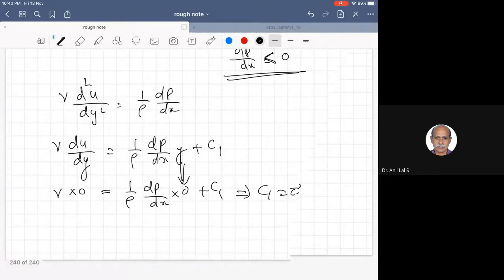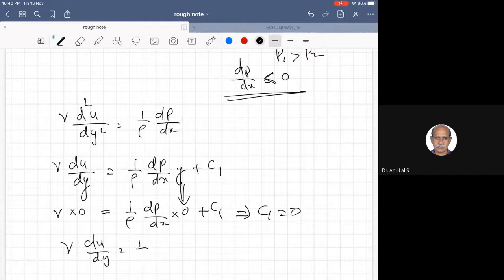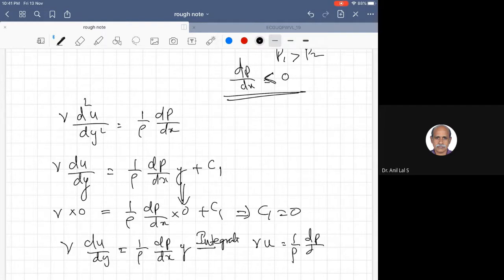So thereby we get mu into du by dy is equal to 1 by rho dp by dx into y. So integrate once again, mu into u is equal to 1 by rho dp by dx y squared by 2 plus some c2, another constant.